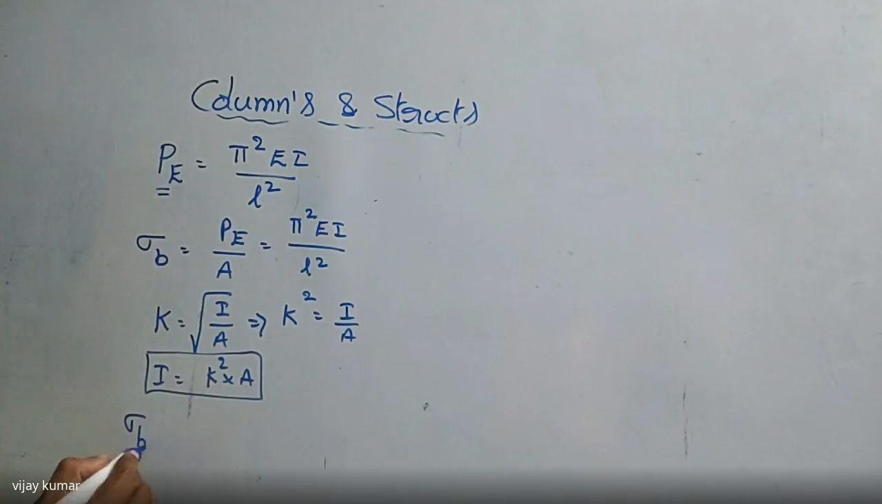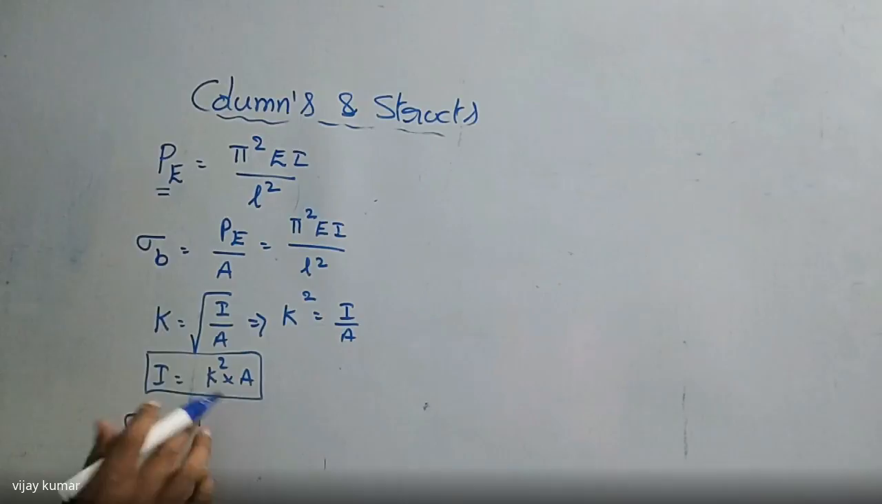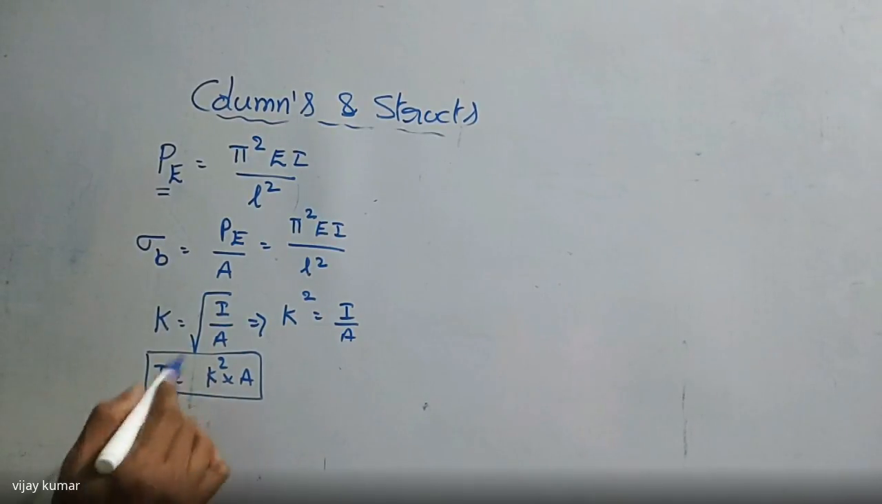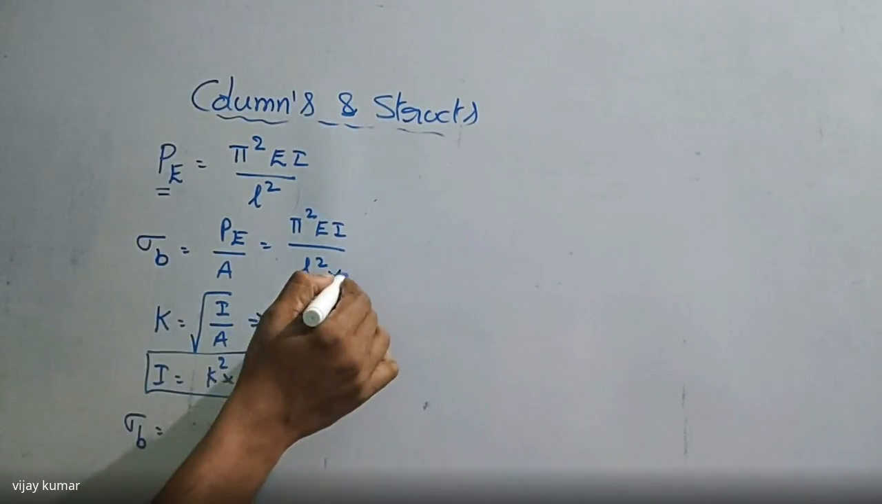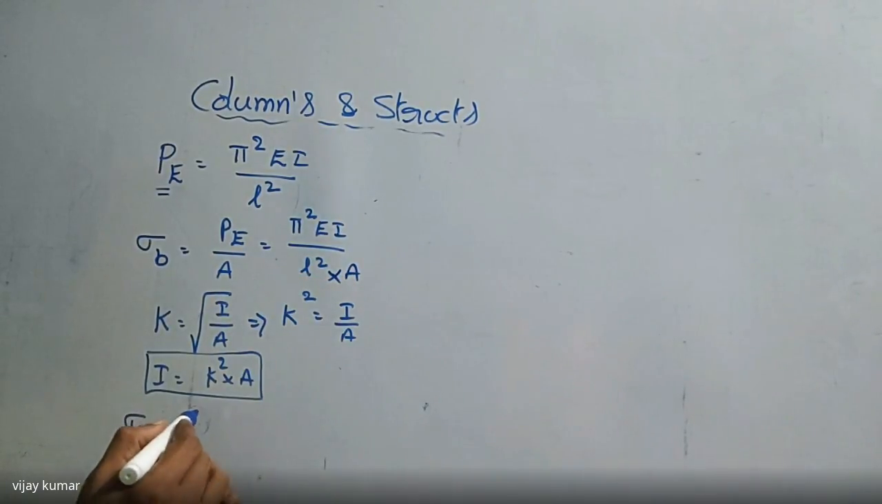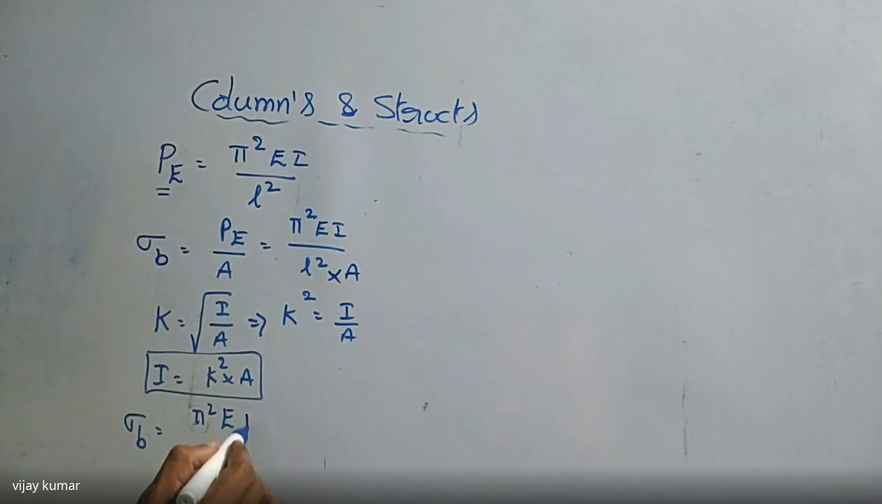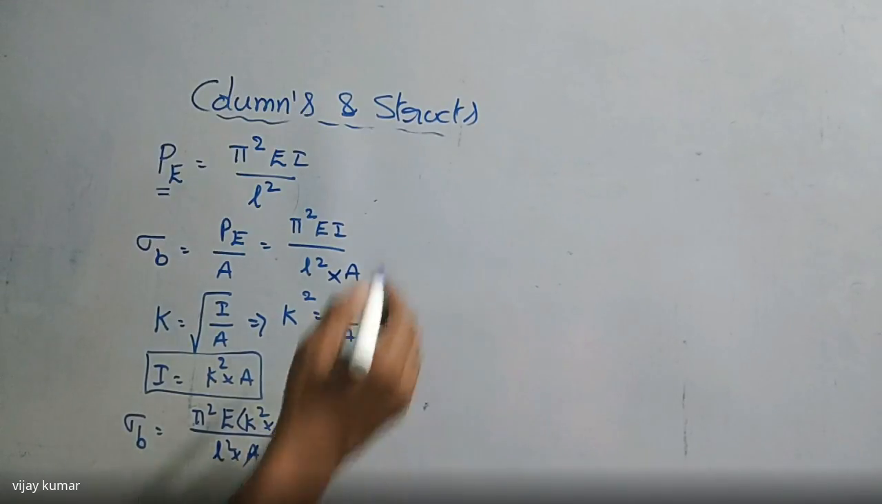Then I'm getting sigma b is equal to, what is P here? That is pi square EI by area, so we can write into area also. Then I'm writing pi square into E, and in place of I, I'm going to substitute k square into A, divided by L square into A. Then the area terms both cancel, so I'm going to cancel it here. Then we are getting the formula.